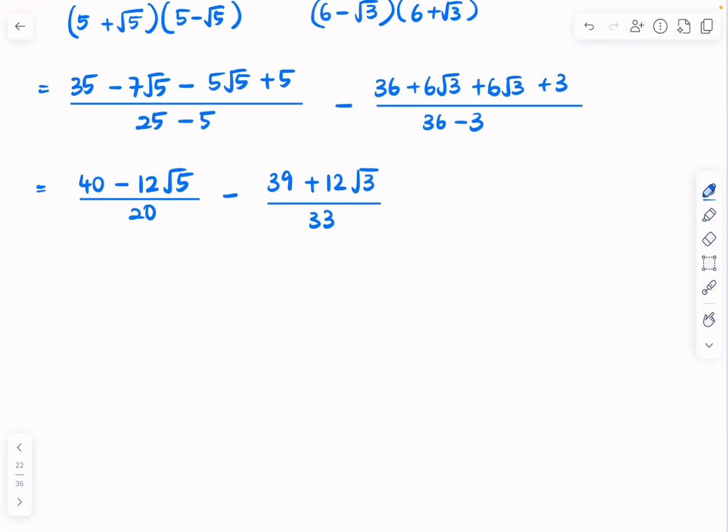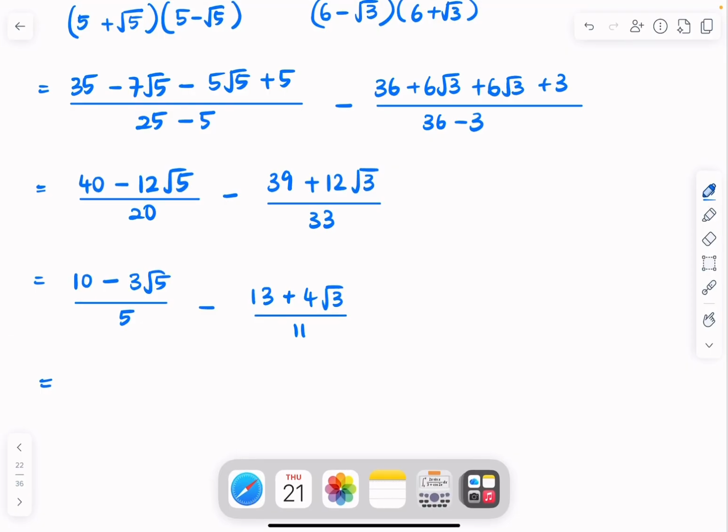Okay. So here, let's see, we can reduce it. So 40, 12 and 20, we can all divide them by 4. So we get 10 minus 3√5 over 5. 39, 12 and 33 can all be divided by 3. So divide by 3 means we get 13 plus 4√3 over 11.